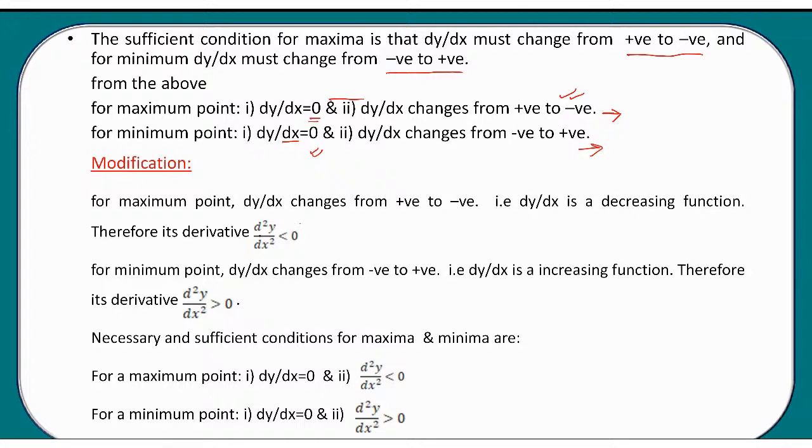So for a maximum point, dy by dx changes from positive to negative. That means when you consider dy by dx itself as another function z, this z is a decreasing function. For a function z that decreases, its derivative must be less than 0. That is dz by dx, or we can say d square y by dx square, must be less than 0. Since the function z is decreasing, its derivative must be less than 0.